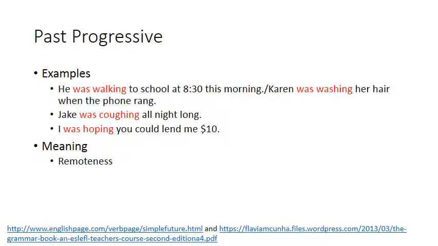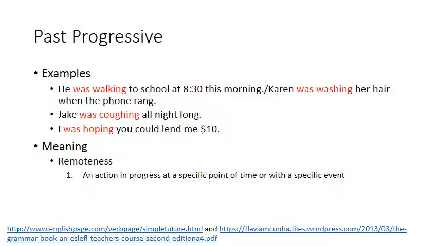Now, remember that whenever we talk about the past, whether it's the simple past or the past progressive, the meaning of the past is remoteness. So what that means is that it gives a feeling of distance from the present moment. So in the first example, he was walking to school at 8:30 this morning. What we're talking about is an action that was in progress at a specific point of time. So at 8:30, he was walking. He started walking before 8:30. He's going to continue walking after 8:30, but at that specific point in time, 8:30, he was walking.